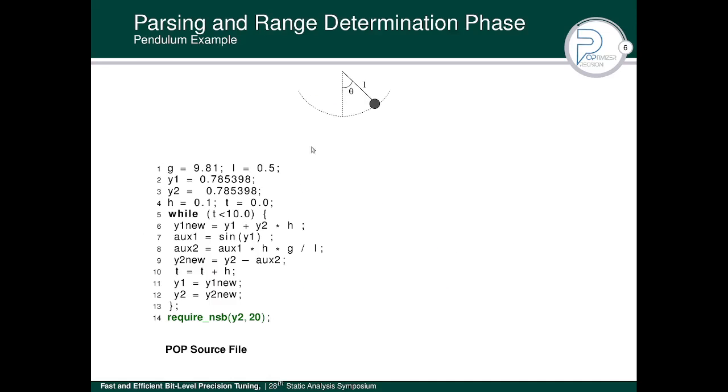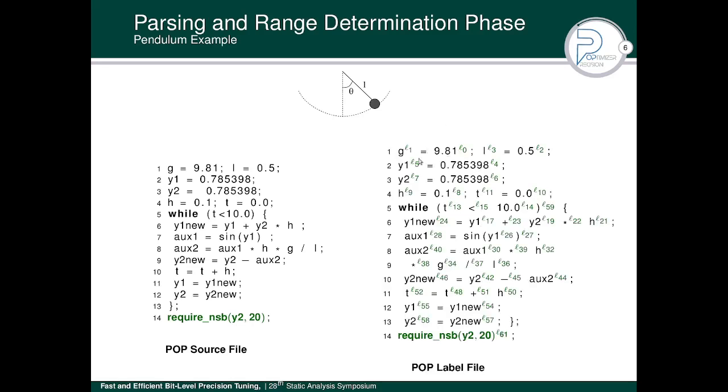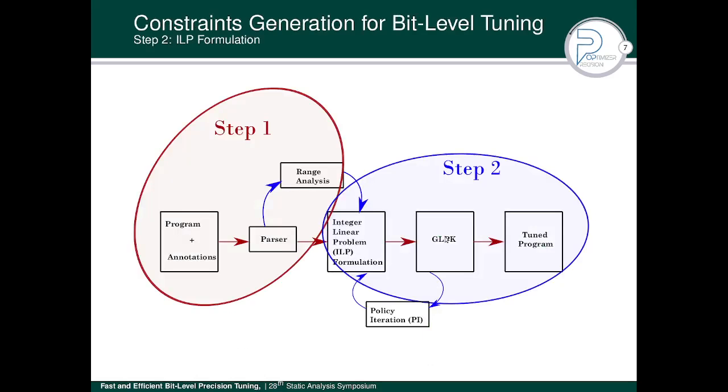Let us take an example. Here we have an example of the pendulum program, which models the movement of a pendulum without damping. This program, as you can see, contains several annotations, loops, assignments, conditionals, the sign function, etc. And on line 14, we find the require NSB, which is a statement that informs POP that the user wants an NSB equal to 20 bits on variable y2. Then, POP attributes a unique label to each control point of the program.